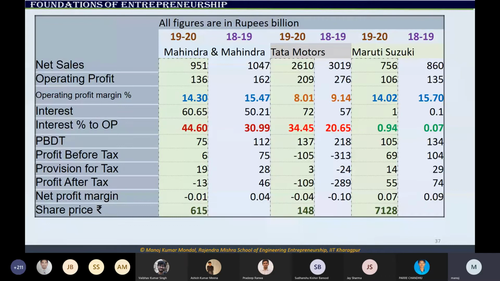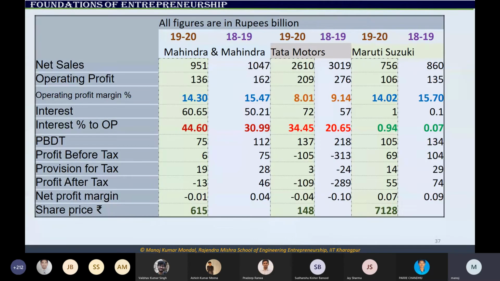operating profit percentage. Then estimate interest. See, Mahindra has the highest interest payment. Almost 60, 50, then 72, 57, then 1 crore, 0.0 crore. Maruti has almost no loan. This is the interest on loan. So interest percentage to operating profit, Mahindra has the largest, Tata Motors has low, and Maruti has very low.